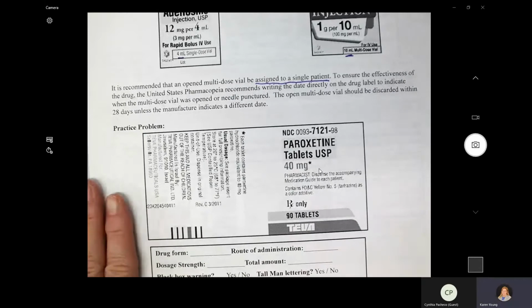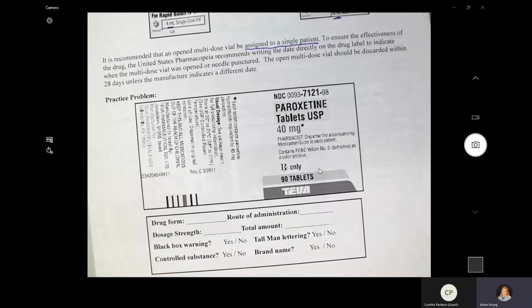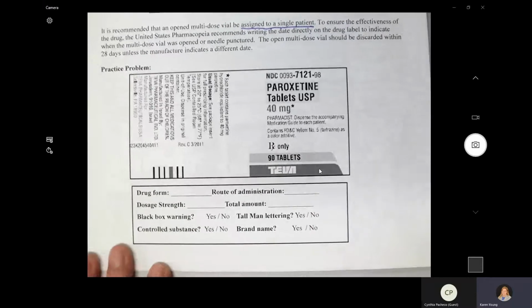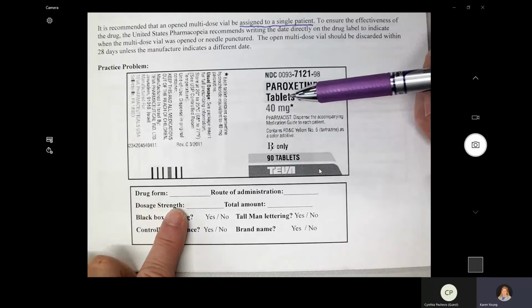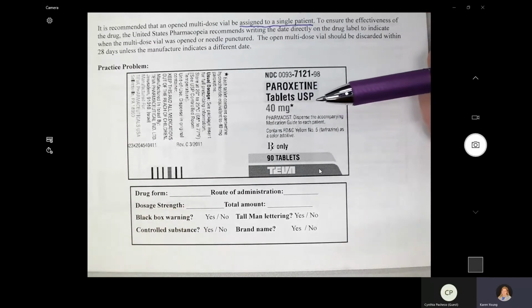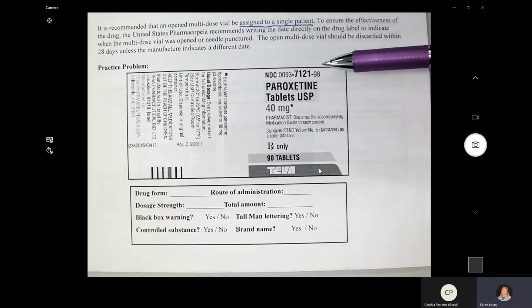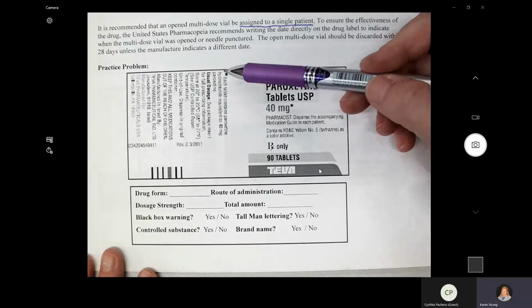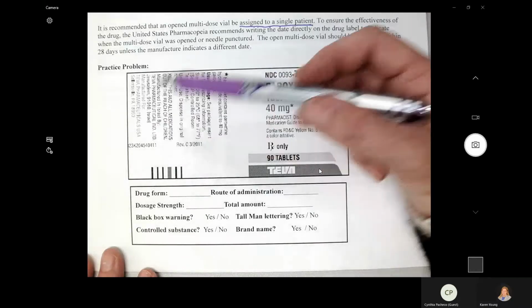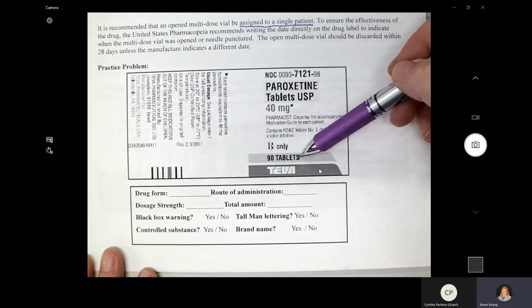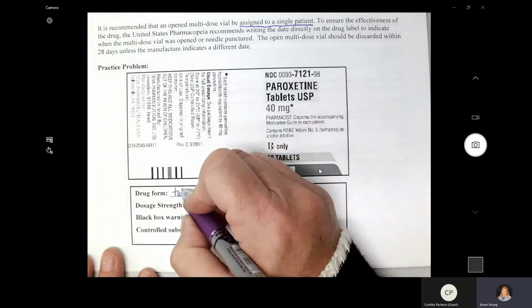And then here are our practice problems. Like I said, this is mostly just reading through it, remembering it, and being able to identify. Our drug form, remember, is what it looks like. Is it a tablet, a capsule? Is it a suppository or a cream? Is it an injection or a liquid? A lot of times, if it's not just flat out right here, it'll be in the small print. But this one says 90 tablets, so my drug form is going to be a tablet.